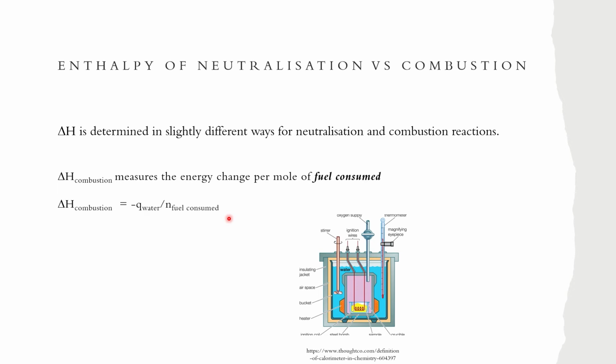What that means for delta H of combustion is that regardless of what substance we're burning, we have a clear comparison between each substance. So if I have the delta H of one substance being 100 and the delta H of another substance being 200, we know that the second fuel releases twice as much energy per mole consumed.